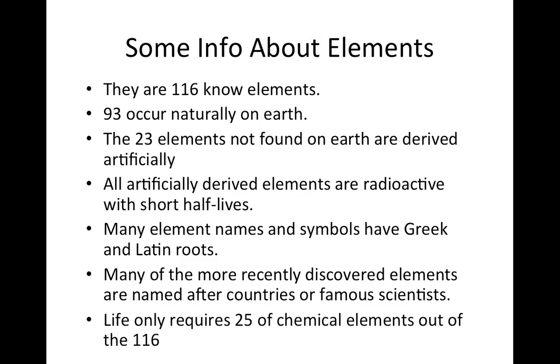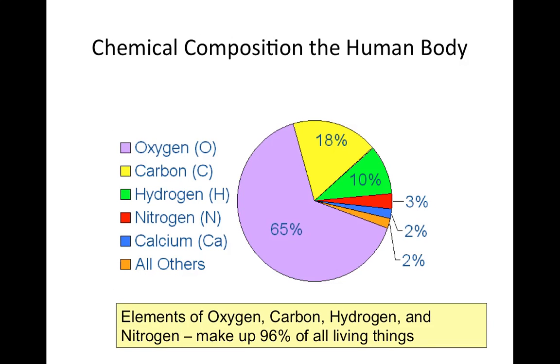Life, for example, only requires 25 of the chemical elements out of the 116. So let's take a look at your body. The chemical composition of your body contains oxygen, carbon, hydrogen, nitrogen, and other trace elements. 96% is made up of those four elements: oxygen, carbon, hydrogen, and nitrogen.